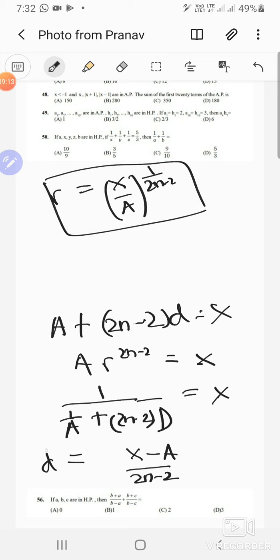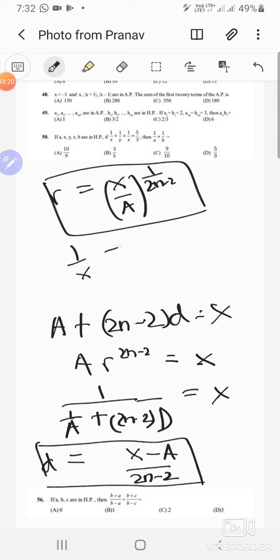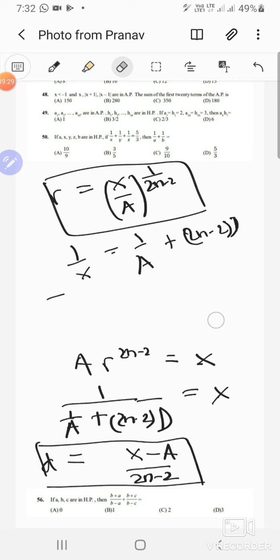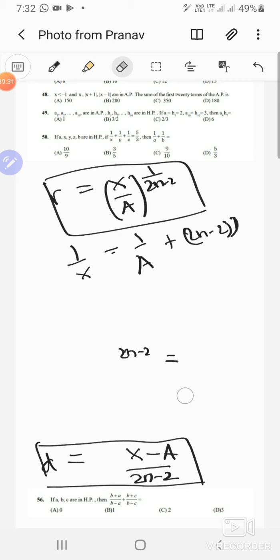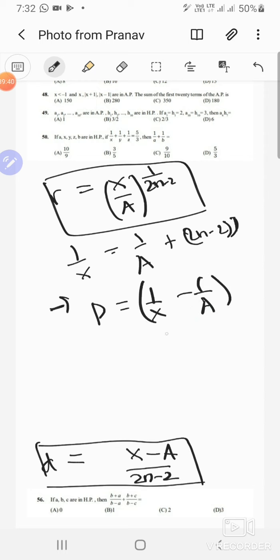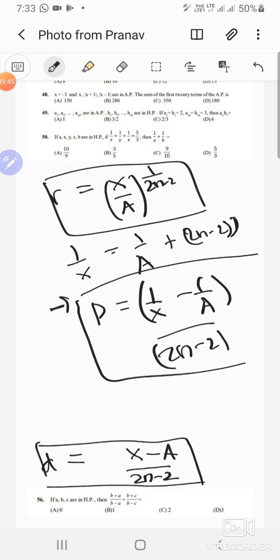That's one of the equations, and this can be a little tricky. So what can you do? You can have 1 upon x equals 1 upon a plus 2n minus 2 into d, which means that the difference d is going to be equal to 1 upon x minus 1 upon a, upon 2n minus 2. Okay, these are the three equations which you could derive.